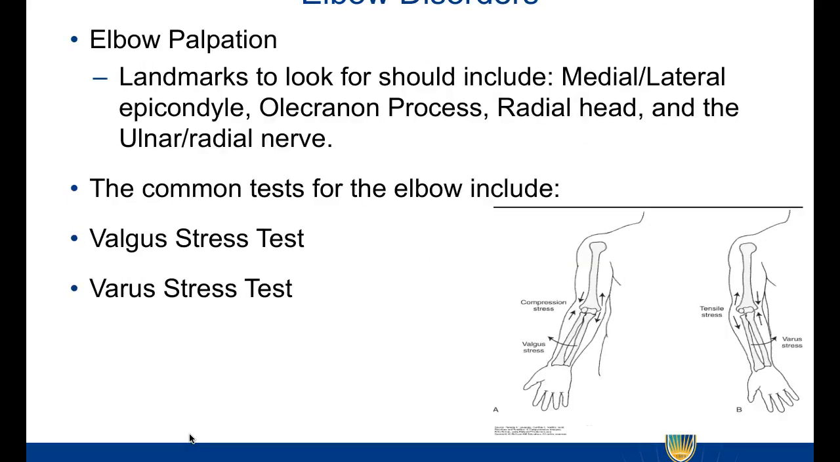Elbow palpation. Regarding assessment and elbow palpation, the landmarks to look for should include medial and lateral epicondyle, olecranon process, radial head, and the ulnar and radial nerve. The common tests for the elbow include valgus stress test and varus stress test. Valgus, varus.